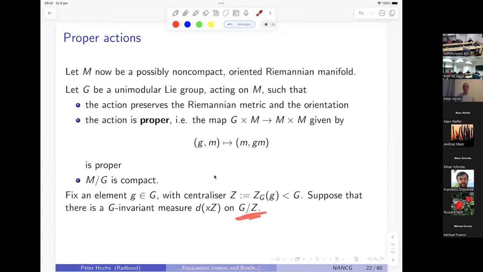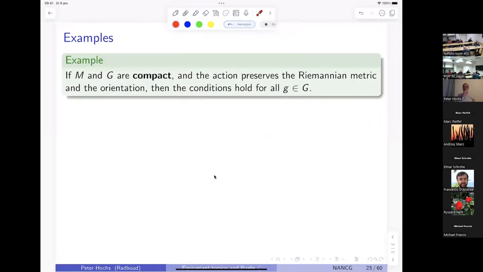So therefore, it's not so obvious that this G mod Z can have this G-invariant measure. That's true. If Z is unimodular, then it does. If not, so it's an assumption. Okay. So it's a serious assumption here. It's a serious assumption. Important assumption. Okay. I'll give some examples now.